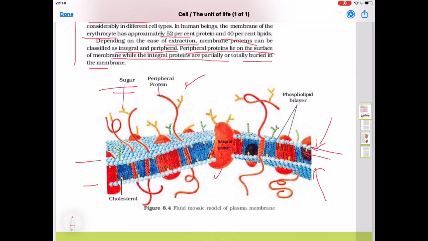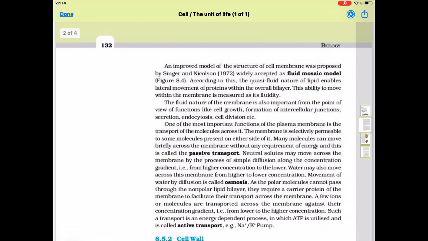An improved model of the structure of cell membrane was proposed by Singer and Nicolson. They gave the fluid mosaic model. According to this, the quasi-fluid nature of lipids enables lateral movement of proteins within the overall bilayer. They said the lateral movement is due to the presence of these proteins. This ability of movement within the membrane is known as fluidity.